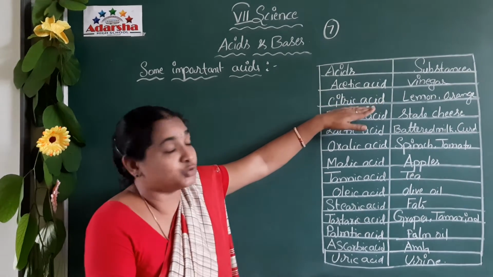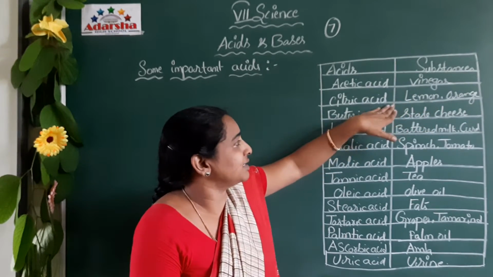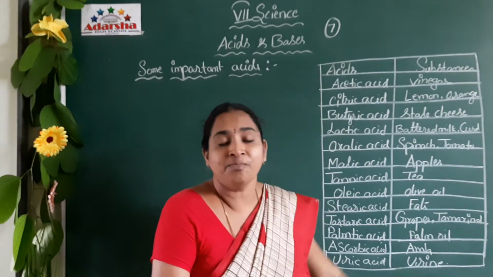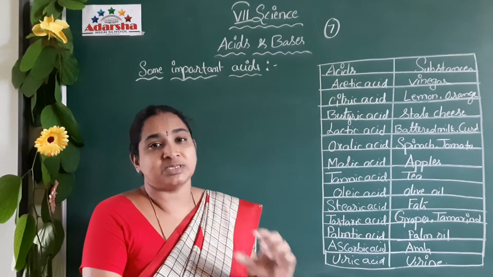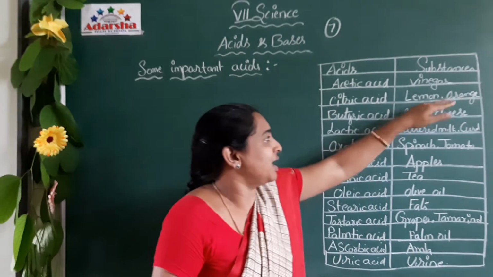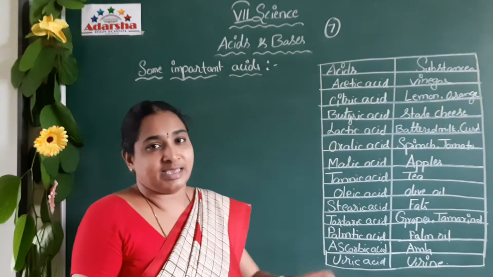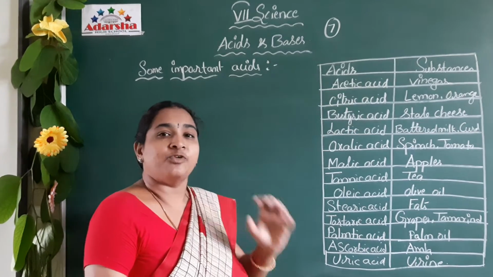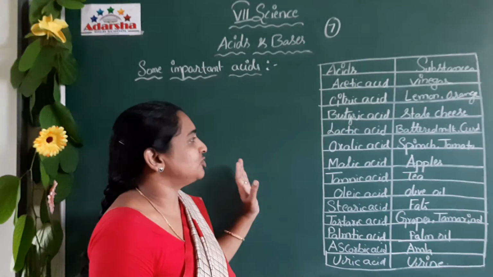Very familiar acid to us. The substances which contain citric acid are mainly lemon juice and orange juice, and they are very much rich in vitamin C, and it is very helpful to improve our immunity also.